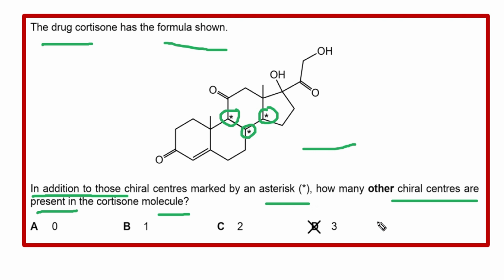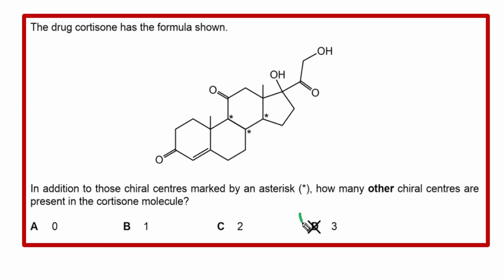Now, how many other chiral centers does it have? The answer will be 3, D. Which are the others? This is 1 and 2, 3. So 3 other chiral centers. The answer will be 3: 3 given and 3 others. Chiral center means a carbon having 4 different groups.